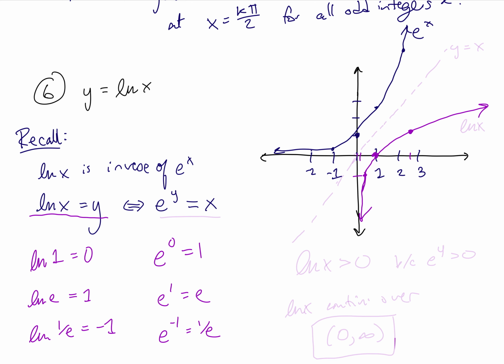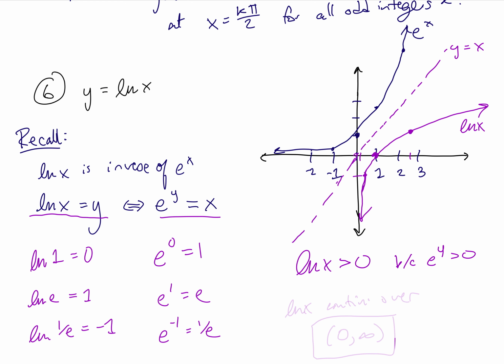Another way to think about that function is that it is just reflected across the line y equals x. So it's the graph of e to the x reflected across the line y equals x. So that's natural log of x. Okay, a couple things to notice. One is that e to the y is always strictly greater than 0, and that makes sense because natural log of x is the inverse of e to the y equals x.